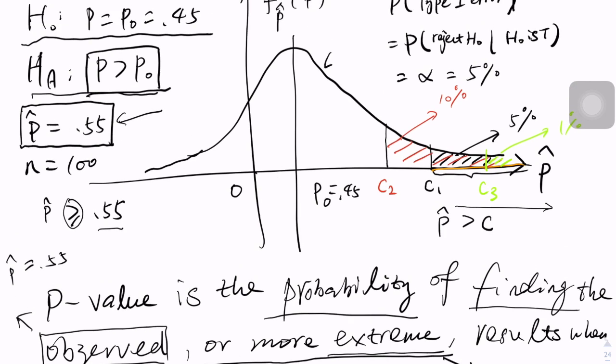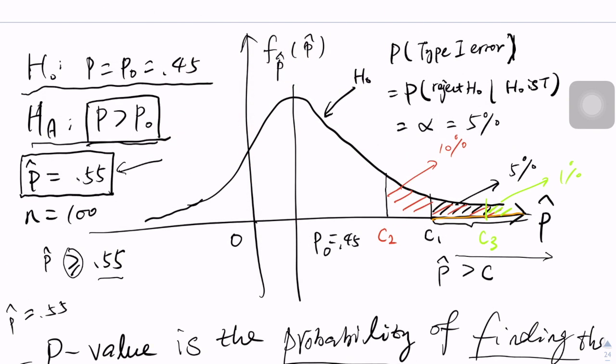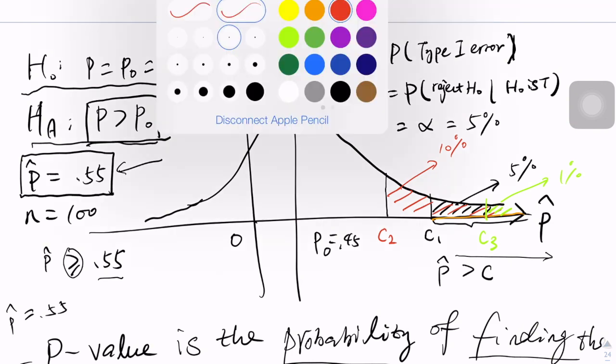Third, this is under the assumption that the null hypothesis is true. So here, this curve means the distribution under the null hypothesis. Remember, if your alternative hypothesis means p is larger than p0, the curve will be like this. I'm going to use, say, pink.